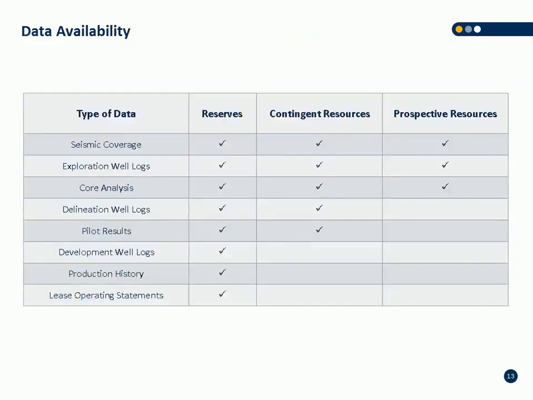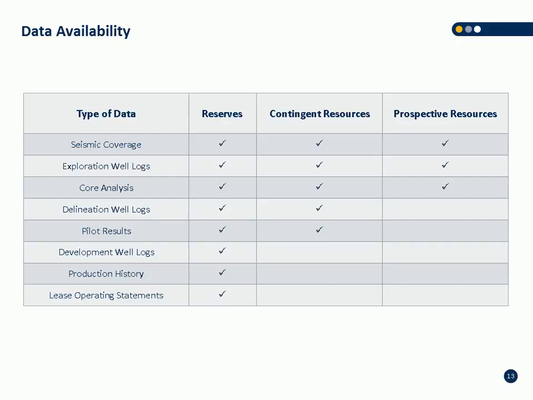So data availability for the different types. For the different volume buckets, what's usually available? Reserves, you basically have everything by the time you get to reserves. You may or may not have seismic coverage, just depending on the type of play. You're going to have well logs. You're likely to have some sort of core analysis in the area. You're going to have delineation wells, pilot results, development, production history, lease operating statements. You've got the whole suite of data.